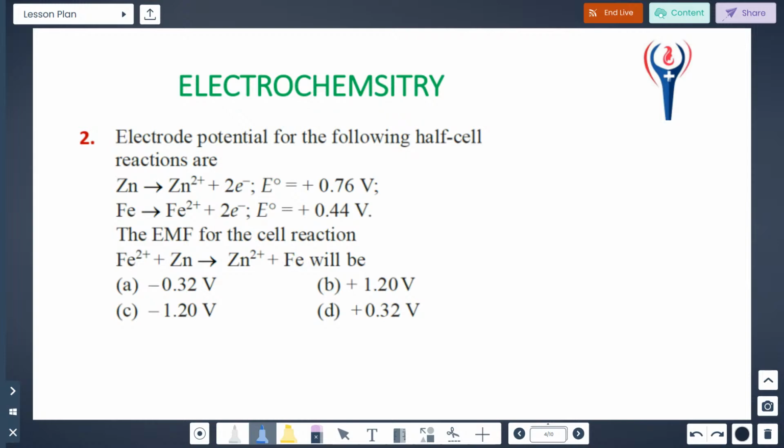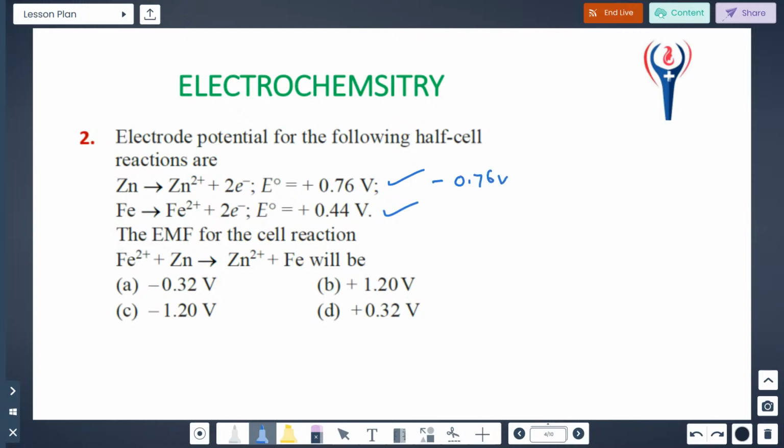Here, mostly we are using only the reduction electrode potential, not the oxidation electrode potential. But here only the oxidation values are given. Zn becomes Zn2+, this is called oxidation, and Fe becomes Fe2+, this is also oxidation. So both values given are oxidation potentials, but we are using only the reduction potential, so we have to change them. The 0.76 volt given, for the reduction potential, will be minus 0.76 volt.